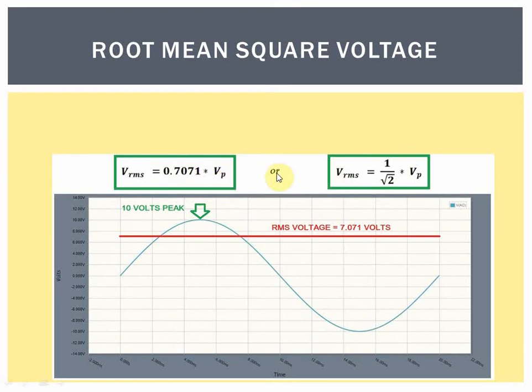Another way to do it is using this here. 1 over the square root of 2 is equivalent to this here. You can use either one in your calculations. You'll end up with the same answer. So what this shows is, again, if we have a 10 volt peak AC signal, its equivalent RMS voltage is 7.071 volts.